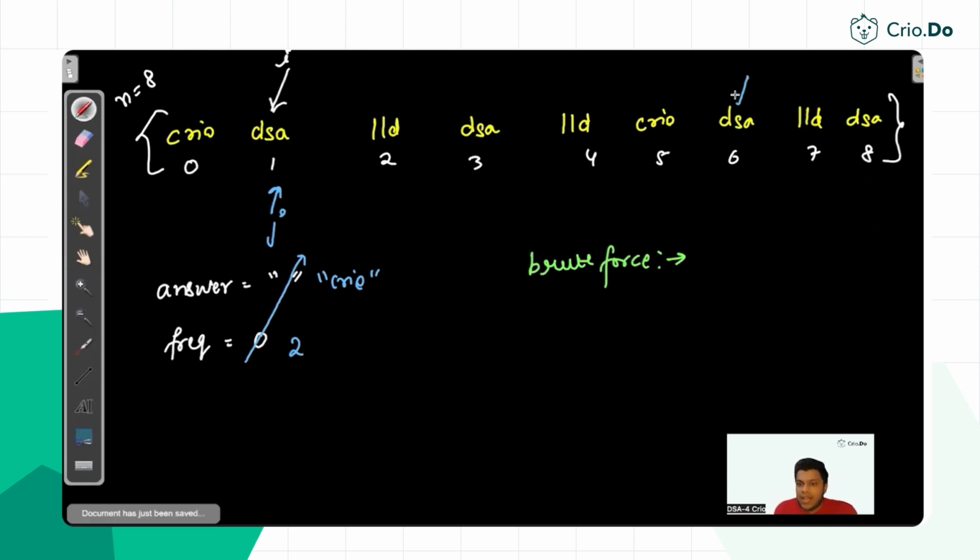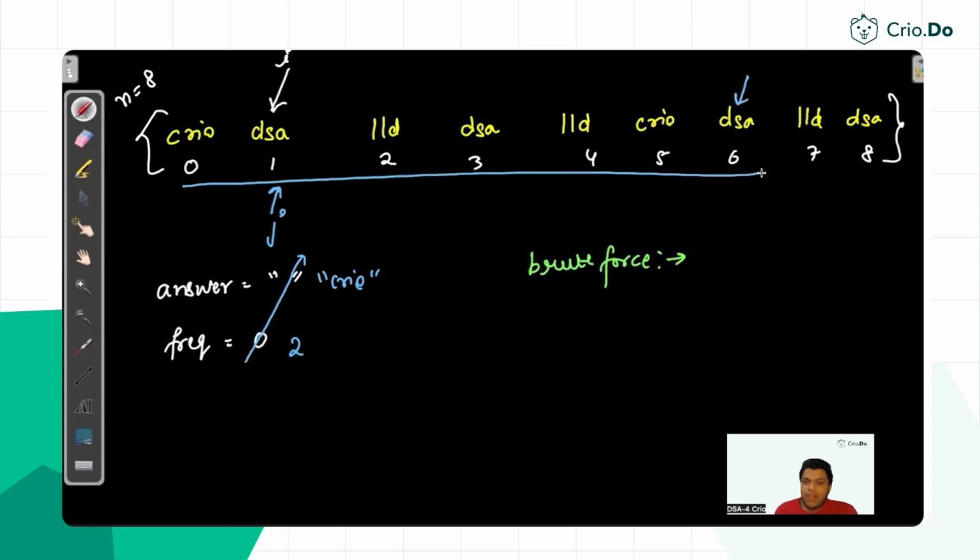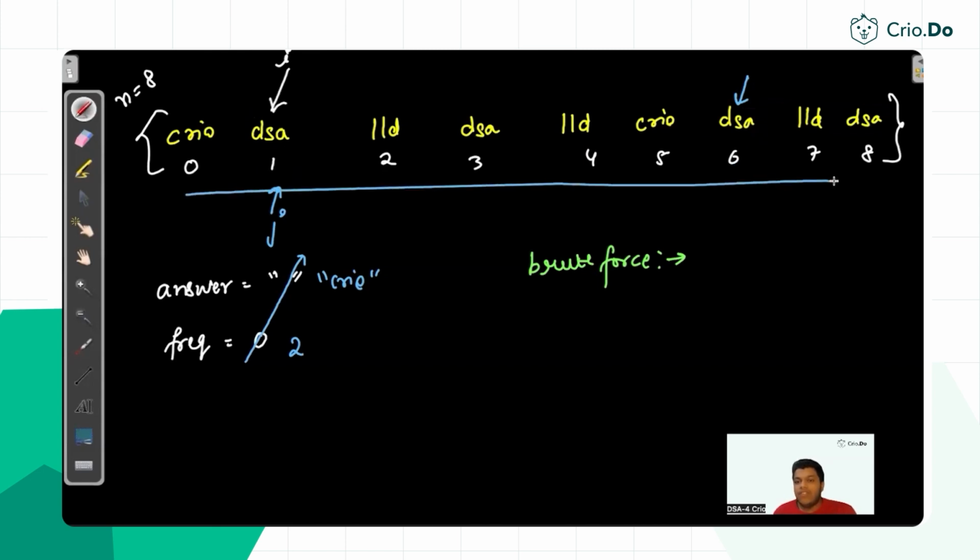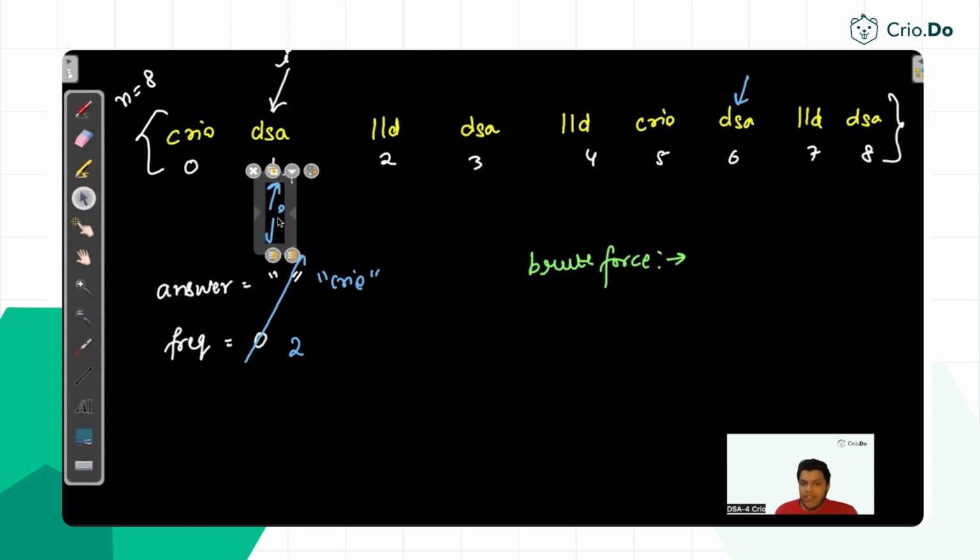Otherwise, if let's say DSA comes again, if you are checking again from the left hand side, you might have already checked it when the i was 1. So no need to check when i is 6 starting from 0th index as j. Just start from the same index. So j will start from i only. It will say, is array of i equal to array of j?